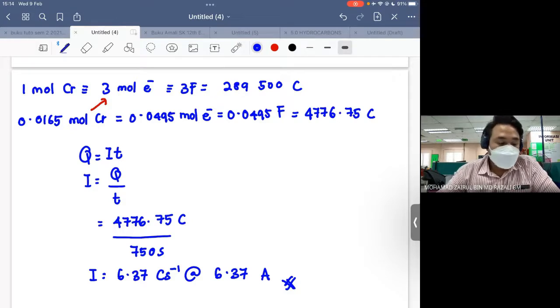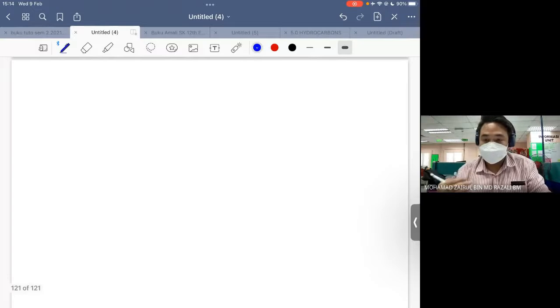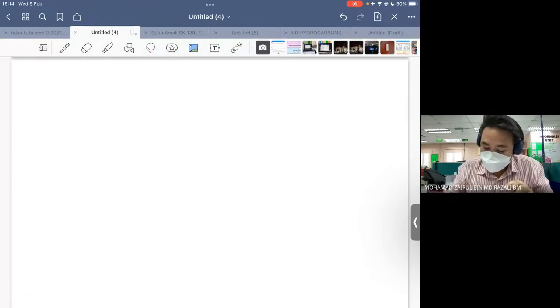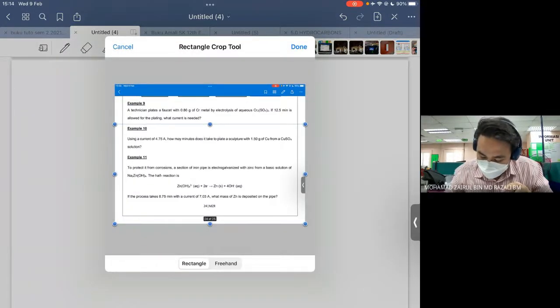Okay, setakat ini ada apa-apa soalan? No. Alright. So let's try another example lah. Okay, yang hari ni saya tunjuk example je supaya awak familiar macam mana kita nak gunakan. Saya akan tunjuk lagi 2 example. So kalau awak tengok dekat note example 10. Okay, kejap saya crop kejap.